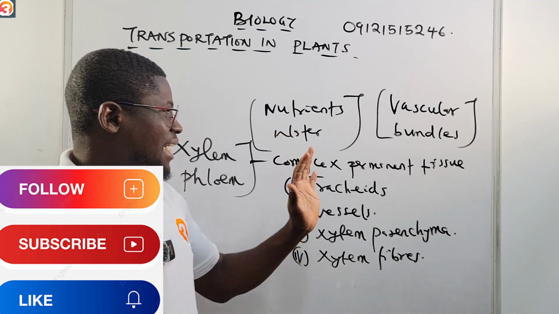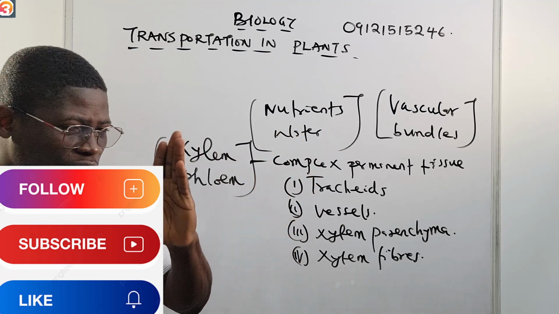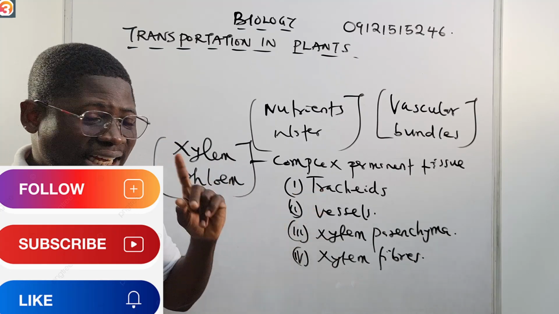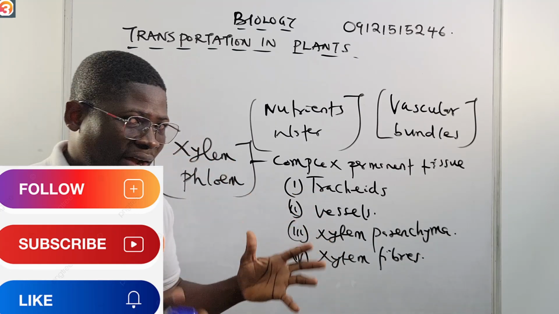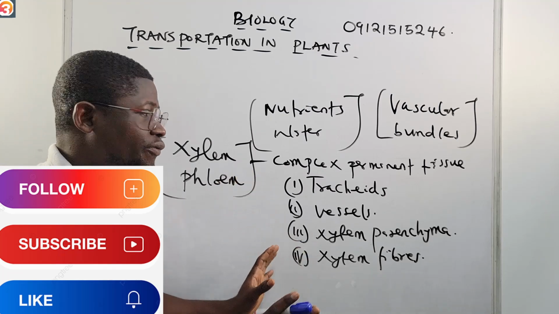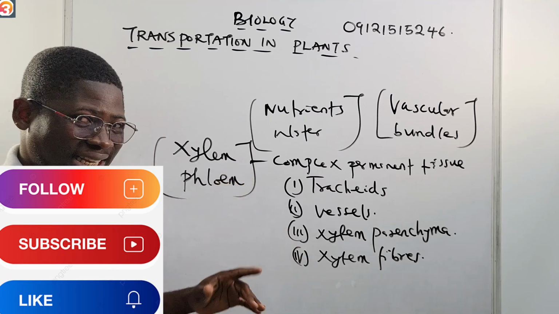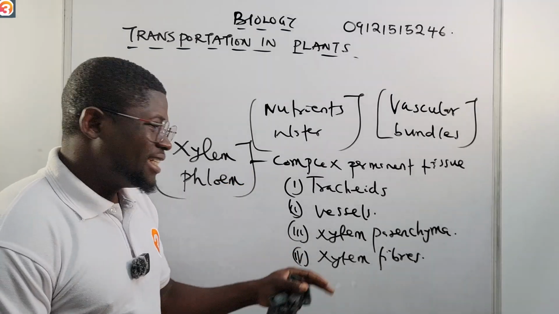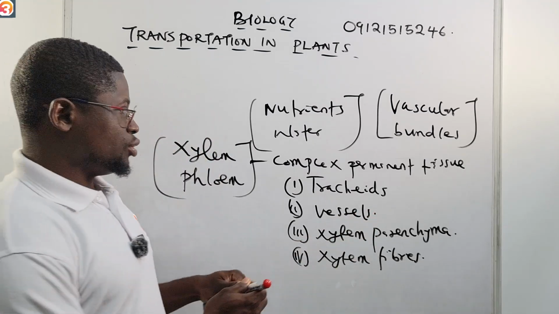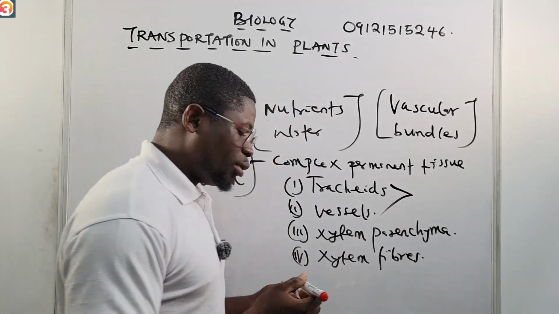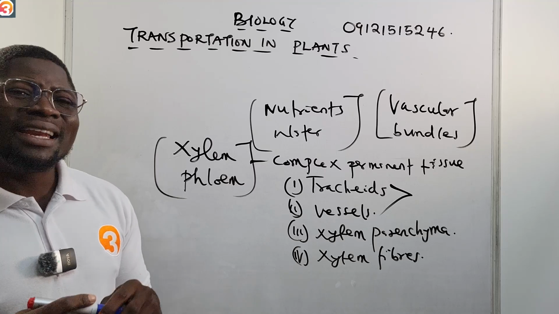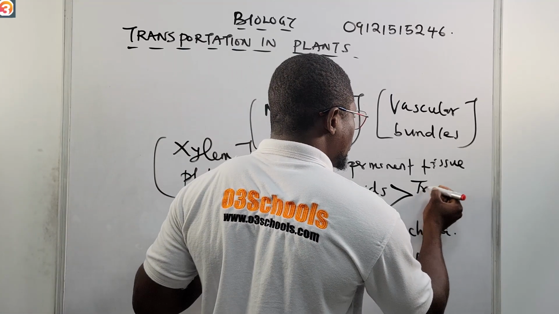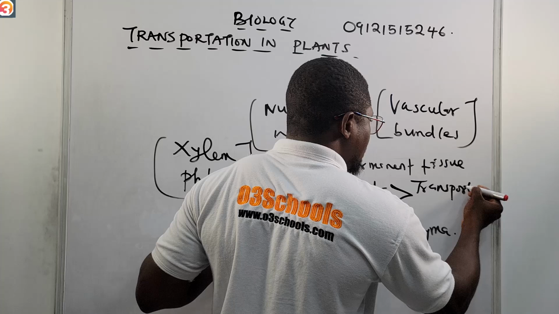So we say the xylem is a complex permanent tissue made up of 4 kinds of cells: the tracheids, the vessels, the xylem parenchyma, and the xylem fibers. These are the 4 cells that make up the xylem. Now, the tracheids and the vessels, these 2 play a very important role in transporting water.